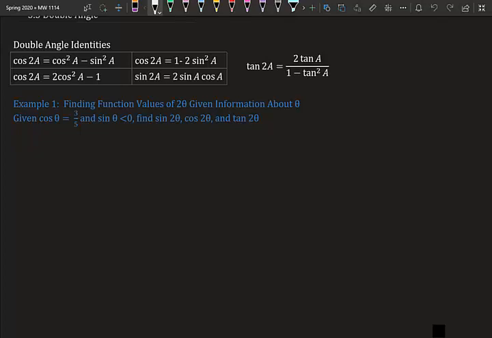Alright, so example 1, we're going to find function values of 2 theta given information about theta. We're given cosine theta equals 3 over 5, and with that, sine theta is less than 0. So we need to make sure that when we find sine theta, it's actually less than 0. We want to find sine 2 theta, cosine 2 theta, and tangent 2 theta.